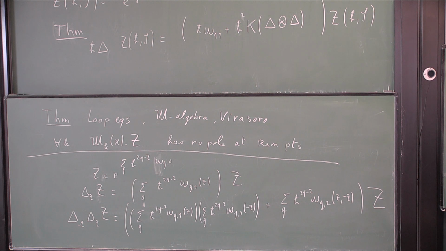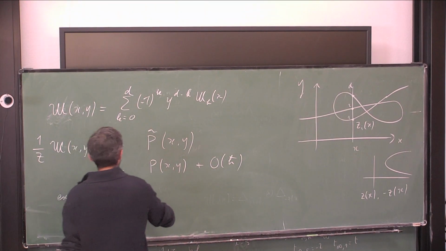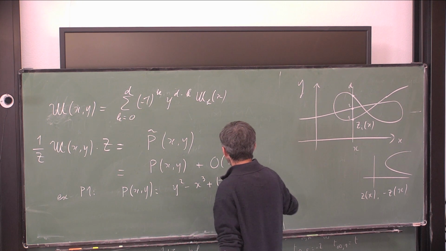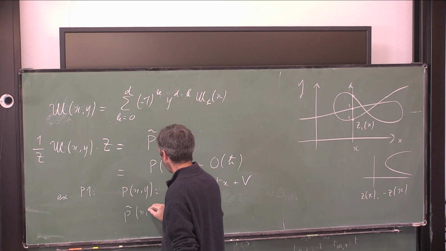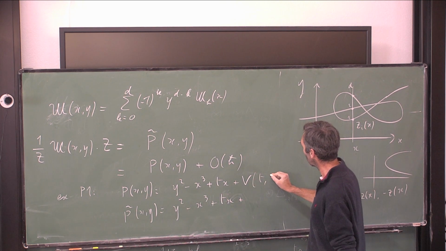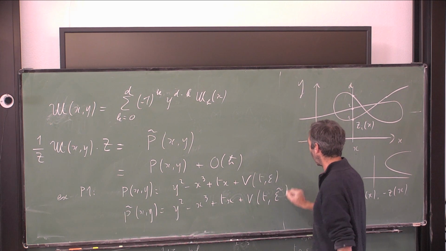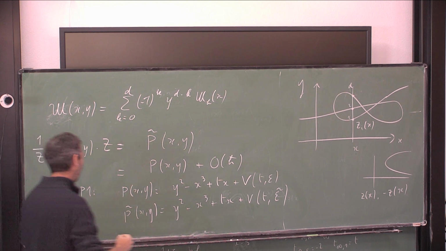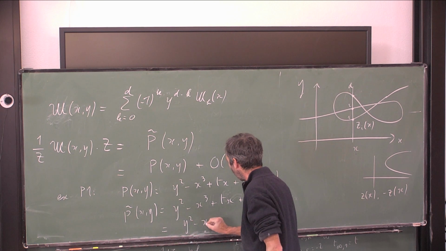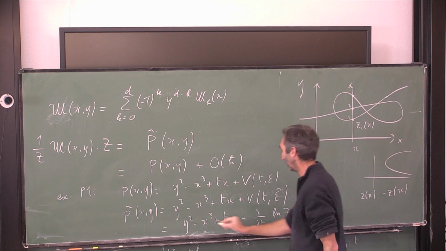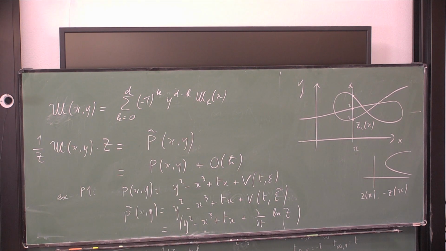So in the case of V1, for example, they differ only by the value of epsilon, not by the value of t. So in the example of V1, remember p of x, y was y squared minus x cubed plus tx plus v. And p tilde of x, y will be y squared minus x cubed plus tx plus v, and let's write that this v is a function of t and epsilon, on the same t but another epsilon. So the only thing you have changed is epsilon. And in fact, you can even say more explicitly, in the case of V1, this is y squared minus x cubed plus tx plus d over dt of log z. So it's even more explicit.